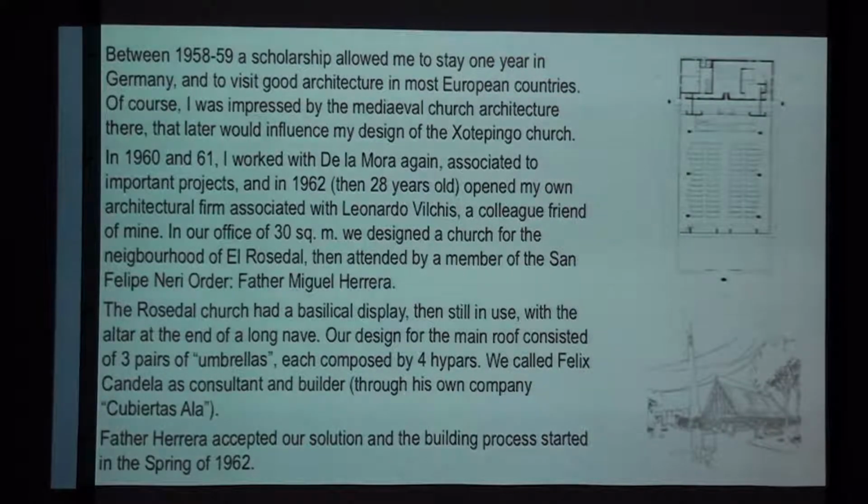In our office of 30 square meters, we designed a church for the neighborhood of El Rosedal, then attended by a member of the San Felipe Neri order, Father Miguel Herrera. There it shows the basilical display. It's just a rectangle, with the altar at the end of a long nave. Our design for the main roof consisted of three pairs of umbrellas, each composed of four hypars, and we called Felix Candela as consultant and builder through his own company, Cubierta Sala. Father Herrera accepted our solution, and the building process started in the spring of '62.